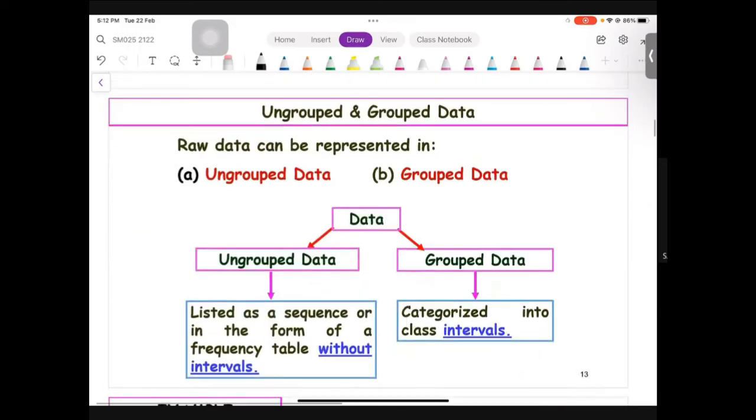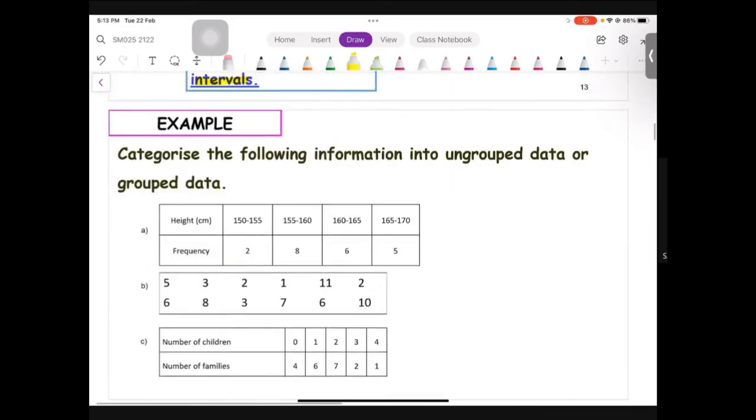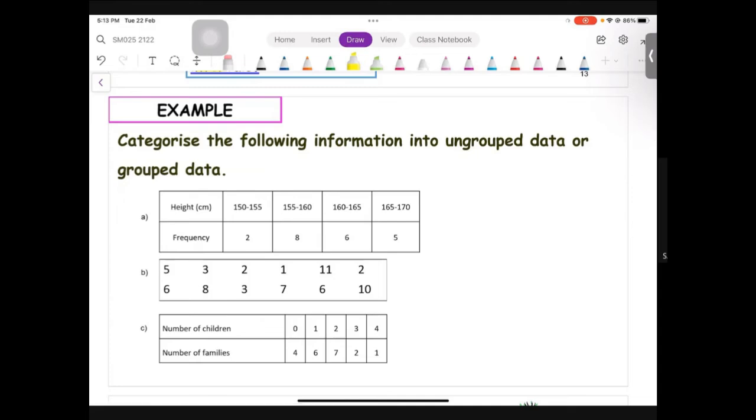Okay, so next one, ungroup and group data. So ungroup data listed as a sequence or in the form of a frequency table without intervals. That is the main key point for ungroup data, without interval. And then for group data, it will categorize into class interval. Kita kena ada selang kelas untuk group data, ungroup data without selang kelas tu. Okay. So, categorize the following into ungroup data or group data.